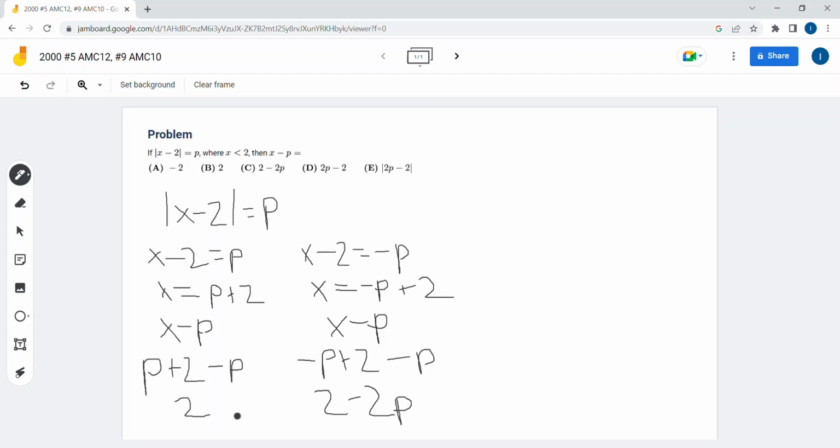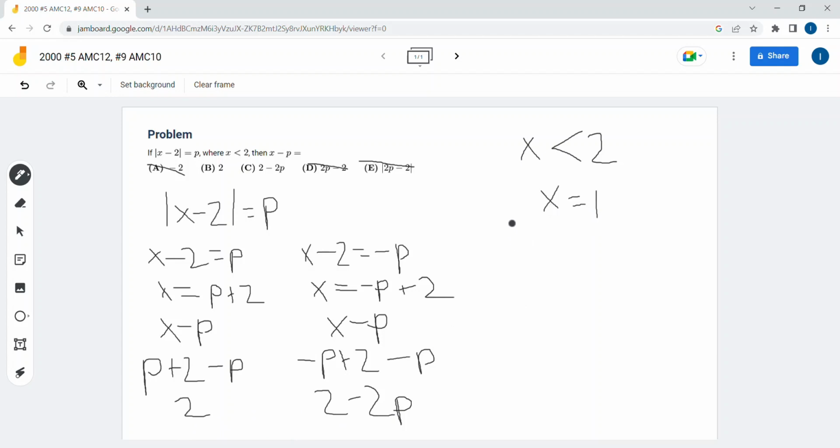So we know it has to be either one of these two values. We can already eliminate 3 of the answer choices just from this information. But how do we decide which one is the right answer? Well, we know that x is less than 2. So if we plug in a value for x in this domain, let's say x is equal to 1, only one of these values should work for the value of x minus p.